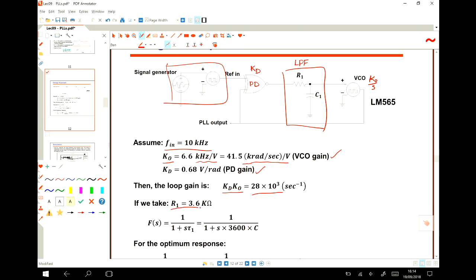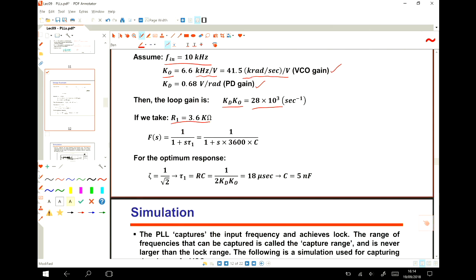We pick a number for R1, 3.6 kilo ohm, any number you can pick. But sometimes we say that, okay, also calculate the R and C based on the gain. I mean, I give you the gain as well, and we know that the gain is RC for this filter. So then you have two equations, two unknowns. And putting the optimum value for the zeta, then we find that the RC should be 18 microsecond, and then C is 5 nanofarad.